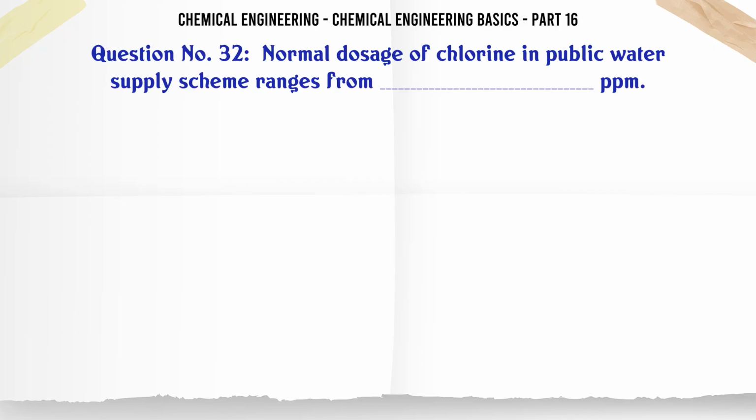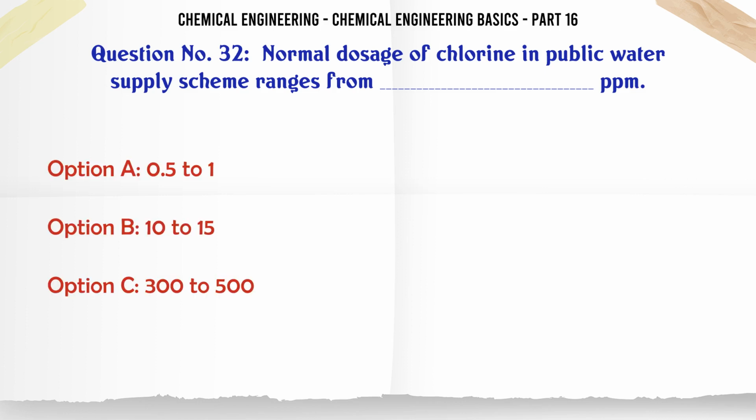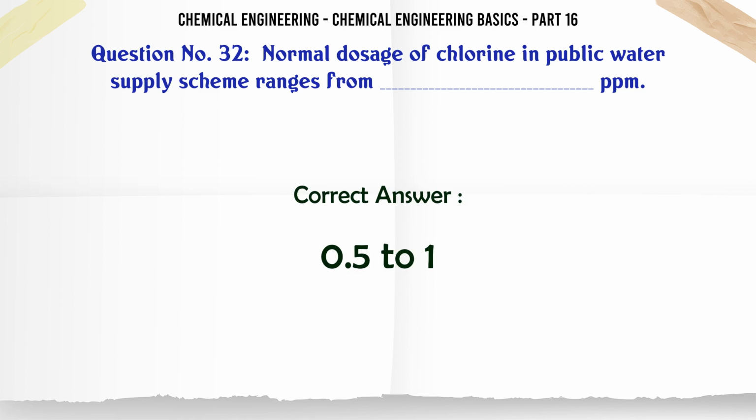Normal dosage of chlorine in public water supply scheme ranges from blank ppm. A, 0.5 to 1, B, 10 to 15, C, 300 to 500, D, 1000 to 1500. The correct answer is 0.5 to 1.